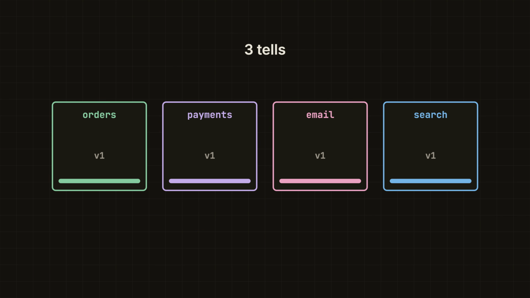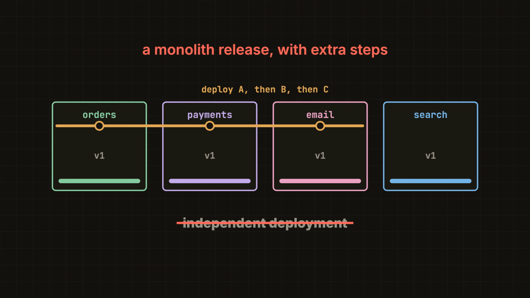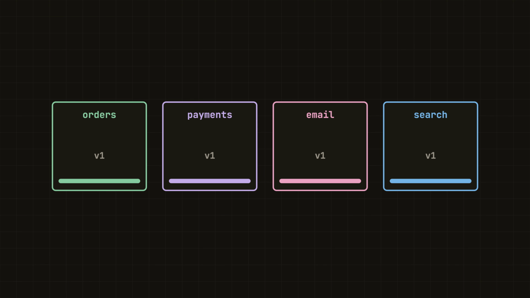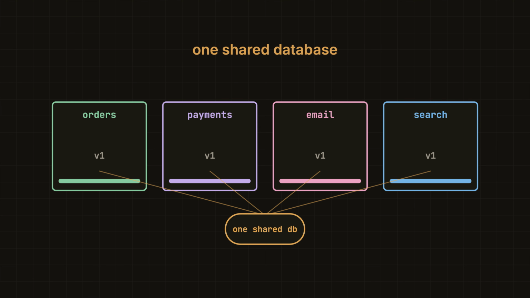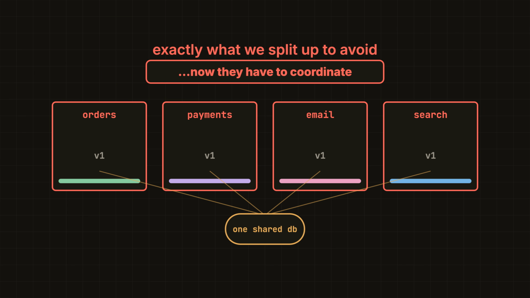The first one, to release a feature, we have to deploy three services in a particular order. That is not independent deployment, right? That is a monolith release with extra steps. The second, all the services are still reading and writing one shared database. So somebody renames one column in a shared table and four other teams' code stops working on the same day. And now those teams have to coordinate, which is exactly the thing we split up to avoid.